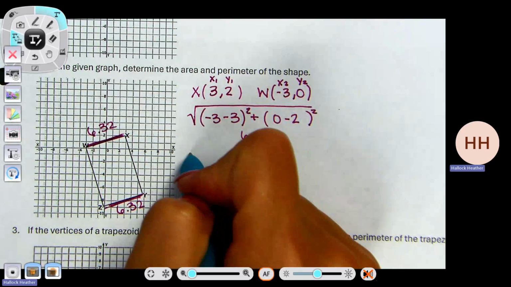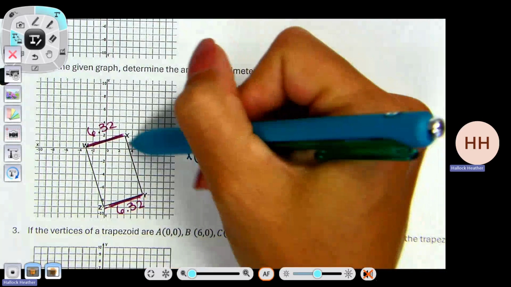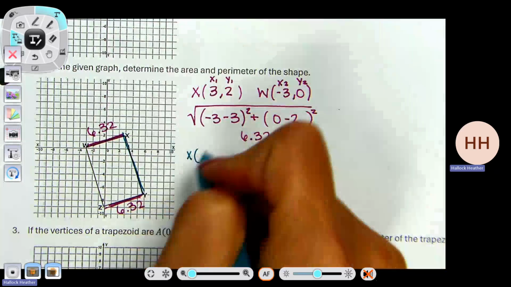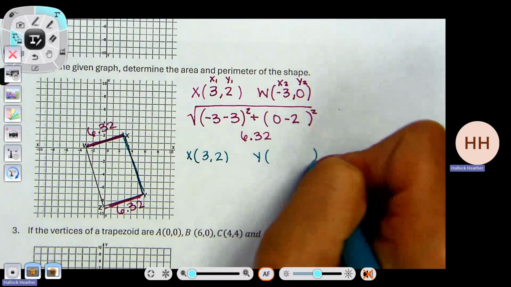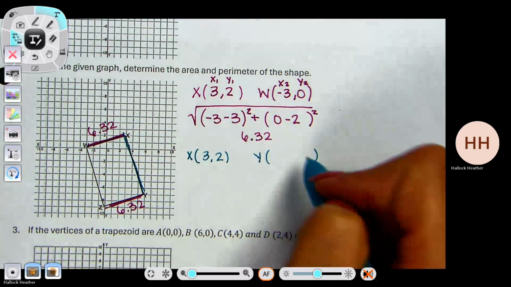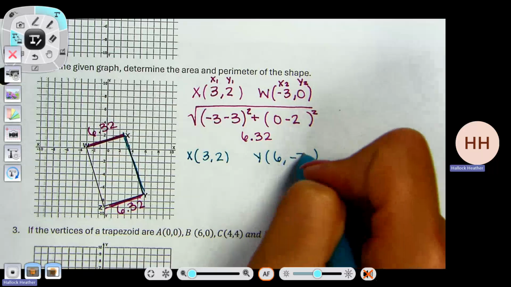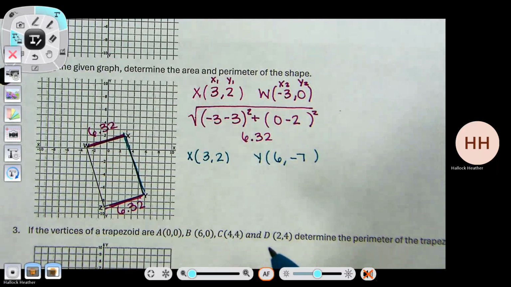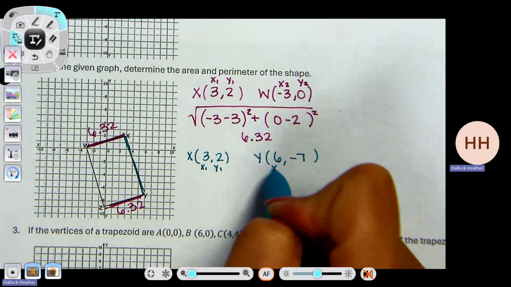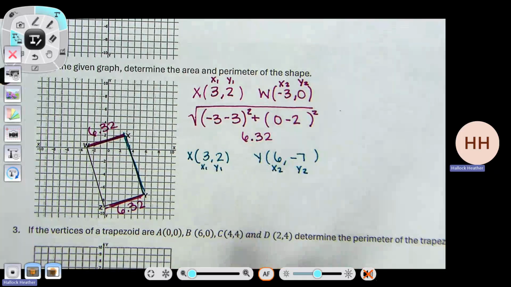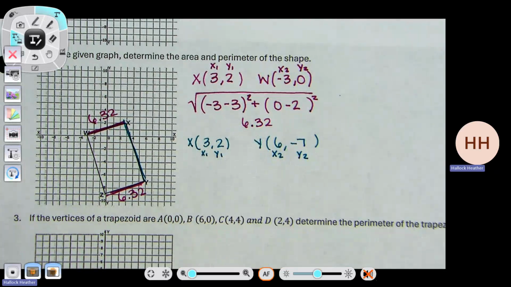X is still being used. X is still 3, 2. It has not moved. Where is Y on my graph? 6, -7. That's okay. So this is x1, y1. This is x2, y2. This is very random, weird. Not this question. But this, it's literally the same thing.